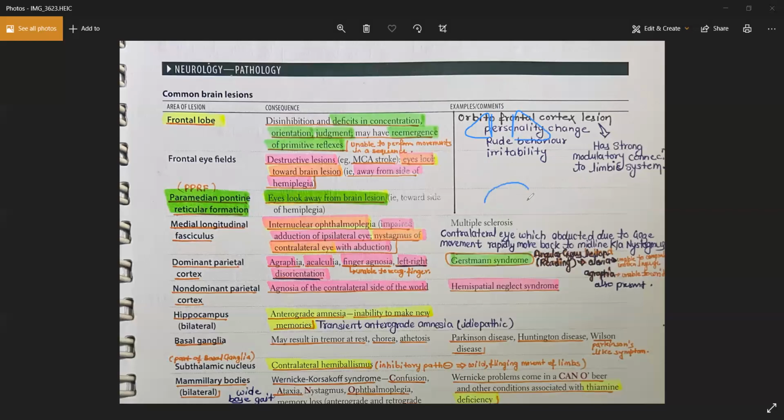You have the midbrain here, divided into two, and then you have the eyes. You have the pons just below the midbrain.